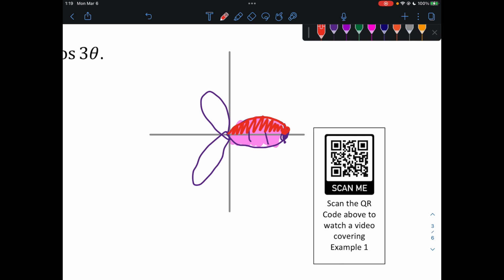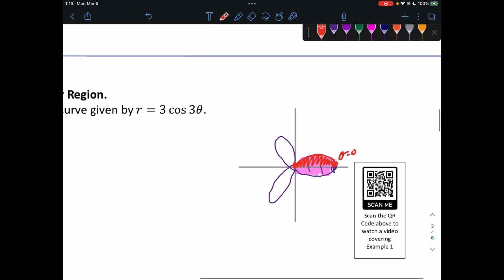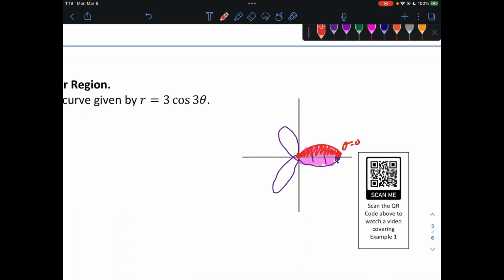Well, this one we already said was when theta equals 0. What is this point here? What's the first time where this equation would equal 0? That's when the cosine would equal 0. Cosine equals 0 at pi over 2. So we want this to be pi over 2, which means theta is going to have to be pi over 6. If you put pi over 6 in here, you would get 3 pi over 6, which is pi over 2, and cosine of that would be 0. So that would be our theta.